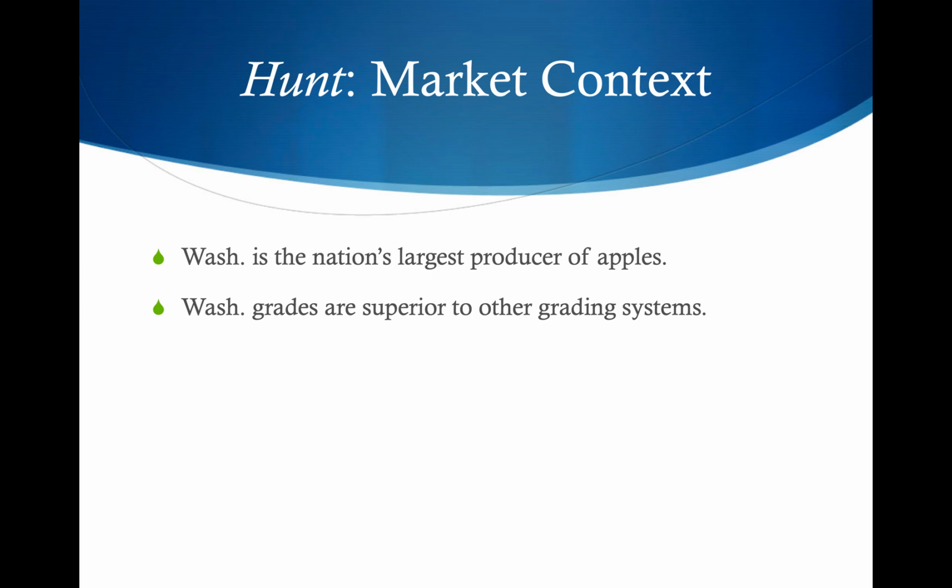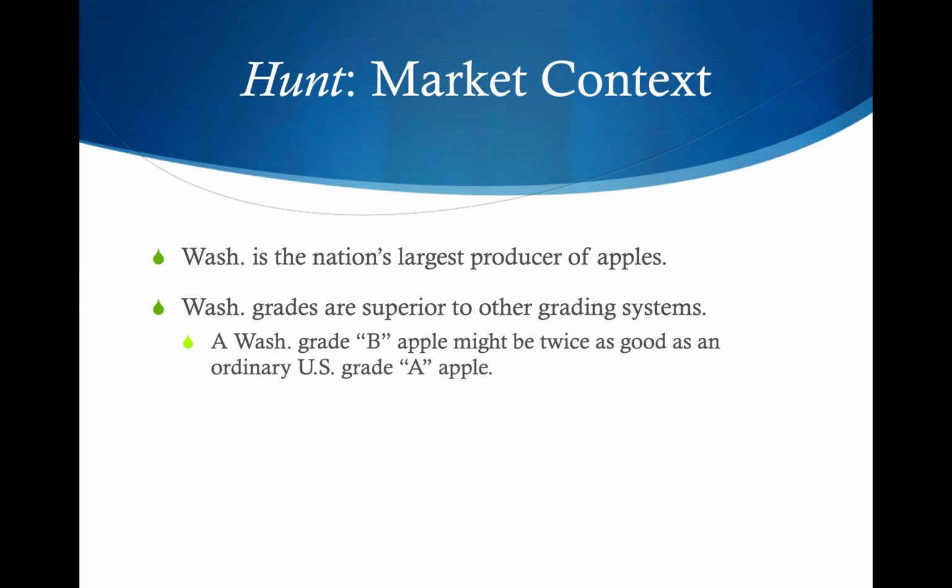And this grading system is actually superior to most other grading systems. And remember, the statute said that the only grade that could be on the crate of apples is the U.S. grade, the national standard, the USDA grade. But Washington's grades are superior to all other grading systems. So, for example, let's say a Washington grade B apple might be even better than what would get qualified as a U.S. grade A apple.